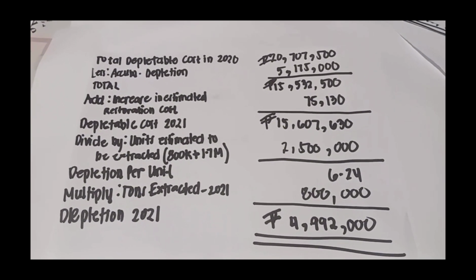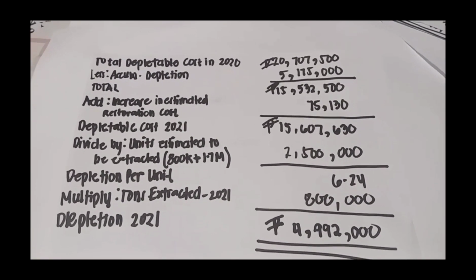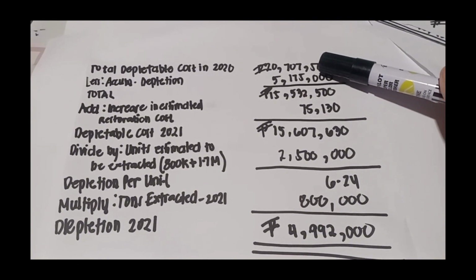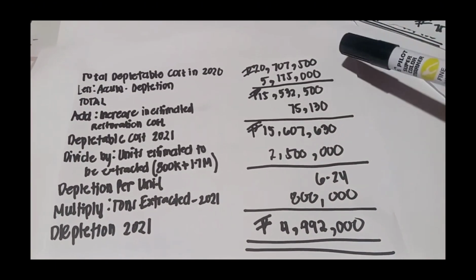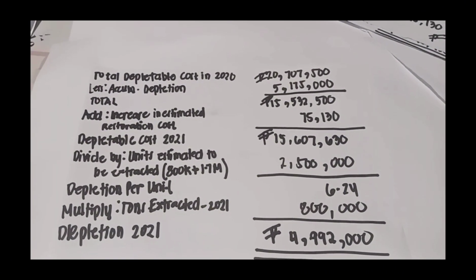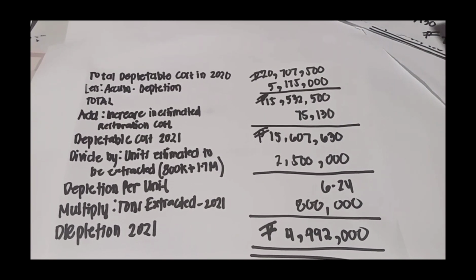So, ato na i-compute ang depletion sa case number 5. So, total depletion cost in 2020 is 20,707,500. So, 20 million naman laman na. Imbis 21, di ba pag-compute ana sa una is 21 na. Na 20 million na kay ato man gi-minusan og 1 million.